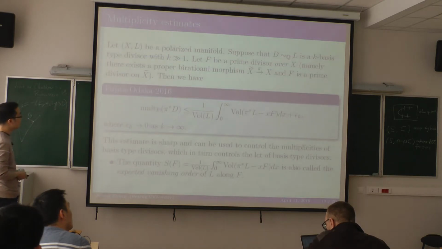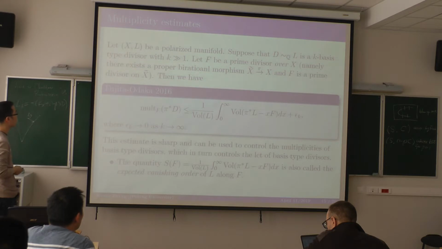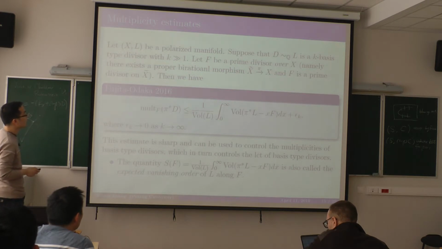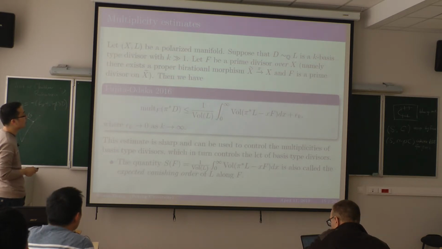So the nice thing about the volume function is the following estimate given by Fujita and Odaka. In their paper, they prove the following. Suppose we have a k basis type divisor of the line bundle with k sufficiently large. Then consider any prime divisor F over X. If we pull back this divisor upstairs and we measure the vanishing order of the basis type divisor along F, then we have this nice estimate.